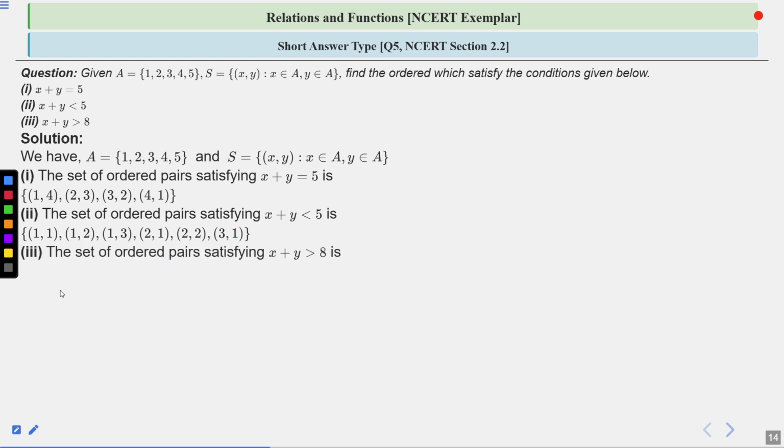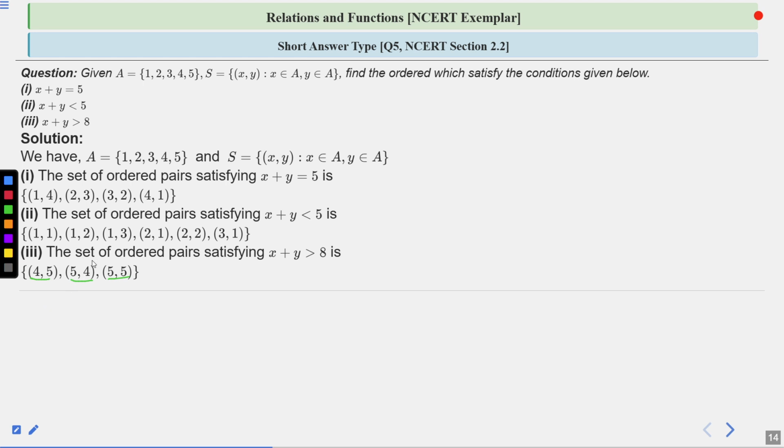Now for the third, the set of ordered pairs satisfying the condition x plus y strictly greater than 8. So (4, 5), sum is 9. (5, 4), sum is 9. (5, 5), sum is 10. I hope the solution is clear.